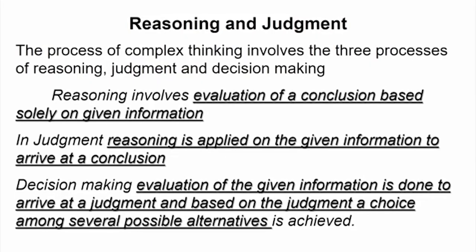So, reasoning leads you to arrive at a conclusion. Judgment uses this reasoning to give information about different conclusions, and these conclusions are then provided to the decision making cognitive process in the brain, which looks at the number of conclusions available and, based on the need of the hour, based on the requirement at that point of time, chooses the most optimal decision.